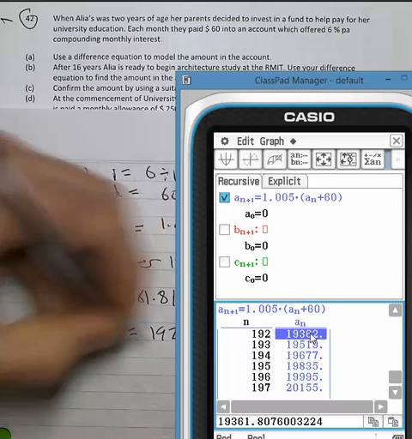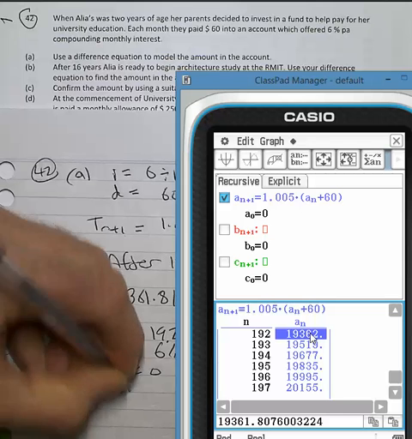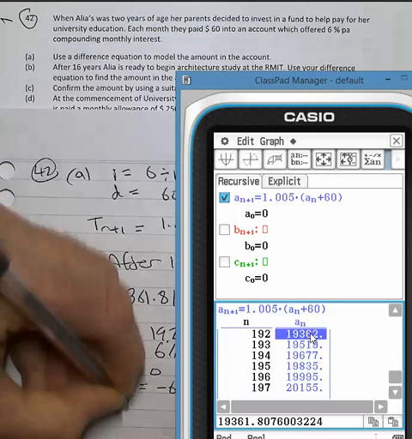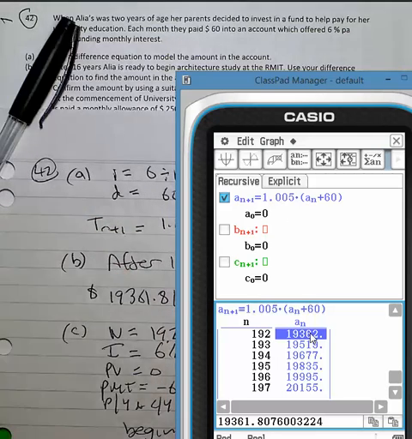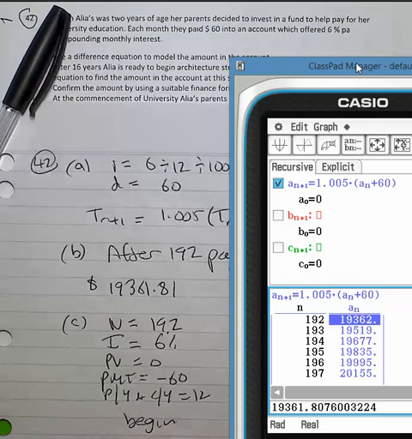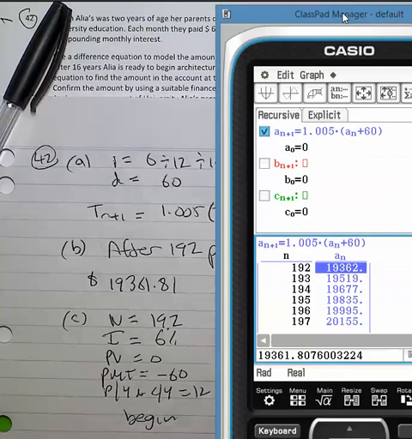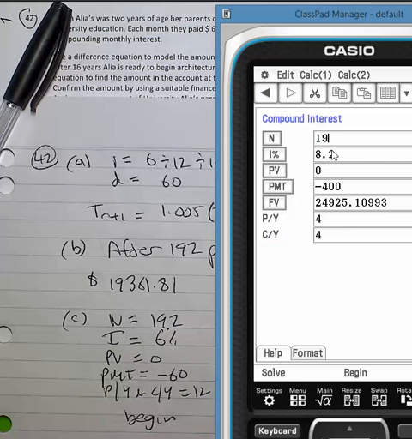So I want 192. I'm going to have 6%, present value 0, payment of $60, PY and CY is 12, and set this at the begin. So when you set this up, the standard finance format, if you haven't met it, you'll meet it and you'll probably get used to it in the finance unit. So setting this up, make that 0, 12, and 12.